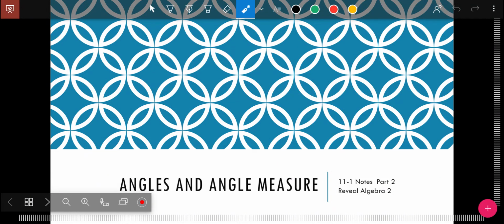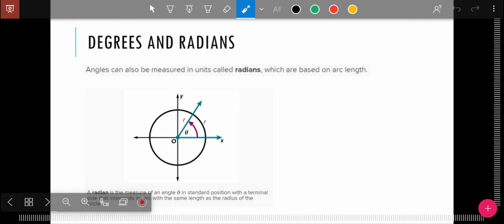All right, today we're going to do part 2 of 11.1 on angles and angle measure. Now, we've dealt with angles as we dealt with trig in geometry, and we're still going to deal with angles, but we're going to be moving not just in degrees, but in radians. And so we're going to have to figure out how to change the calculator back and forth. We're also going to have a basic understanding of what a radian is.